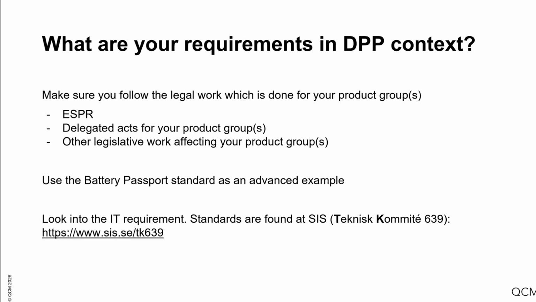what products do I have? What product groups do we need to look into? What does ESPR say about them? What delegated acts will there be for these product groups? Are there other legislative work affecting your product groups? We've heard about CPR, we hear about toys and so on. And there's a lot of things going on, and each company really needs to figure out and look into what's valid for them.